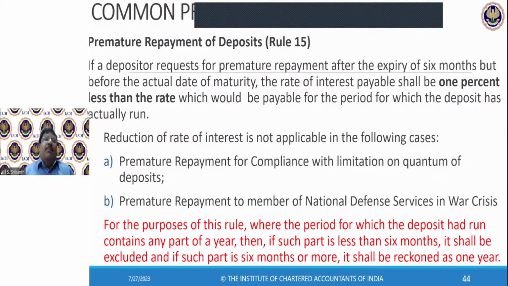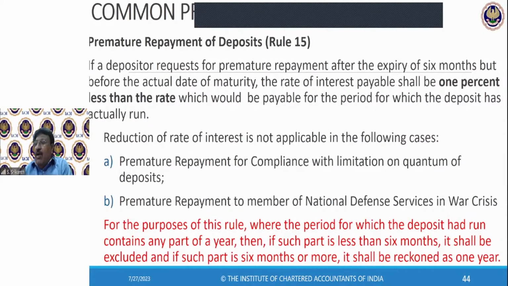Premature repayment of deposits. Premature means what? Pre means before. Before maturity. Before the due date for payment, if a depositor wants money, can I pay? Yes, you can, in some extraordinary cases. But there is a condition.